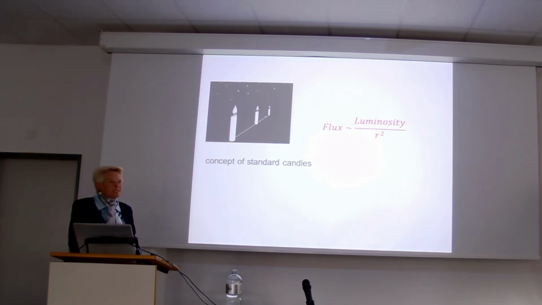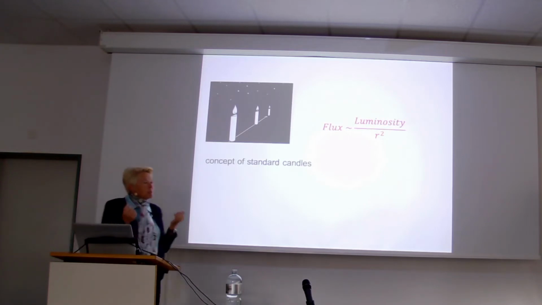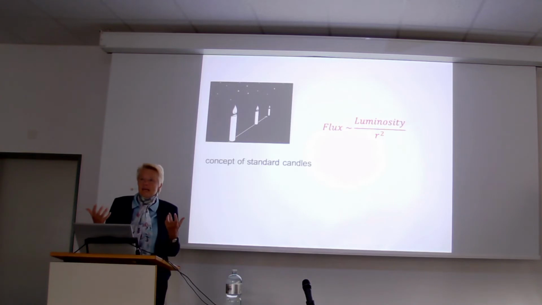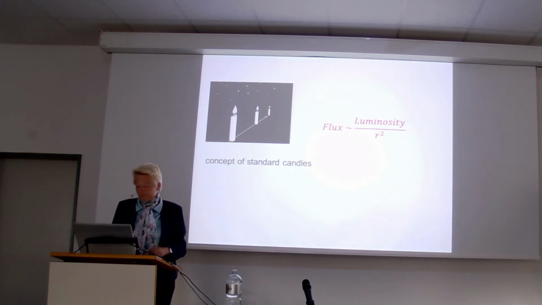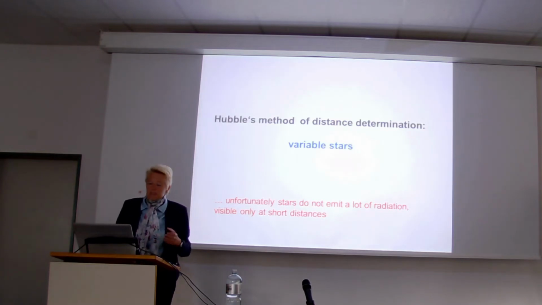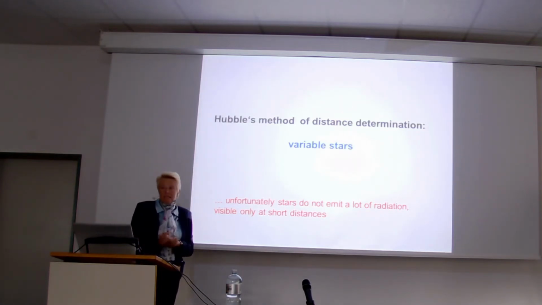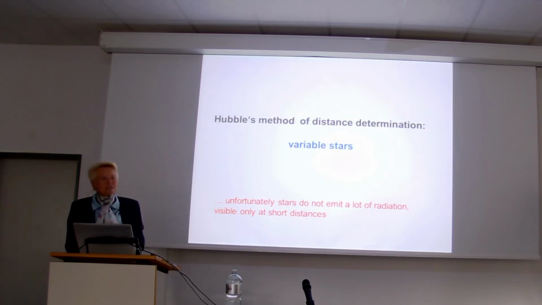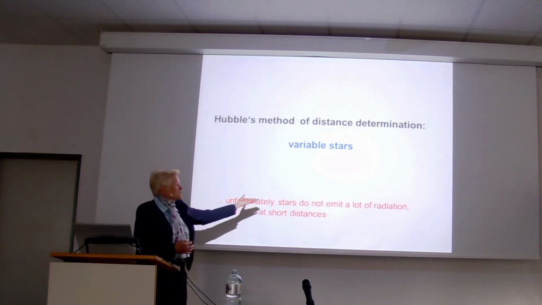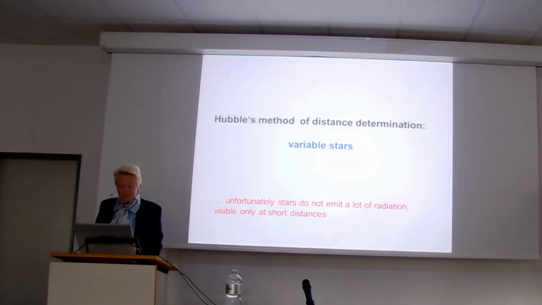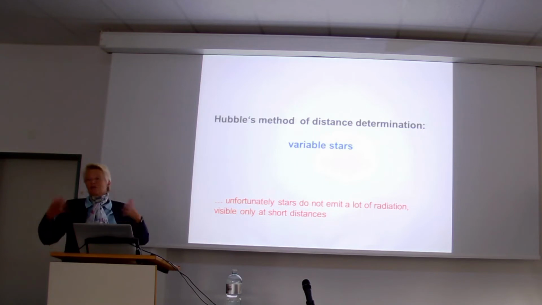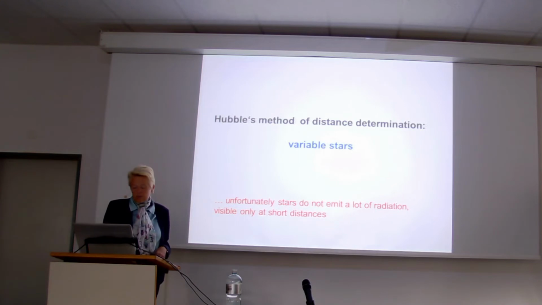So we need objects that emit light in such a way that we know that they always emit the same amount of light, and then we know how far away they are. Okay, what objects are we using? Hubble used variable stars. This is very clever because for a certain type of stars, we know exactly how much light they are emitting. Unfortunately, stars do not emit a lot of radiation, so we can see only nearby stars, and we can't go to the large distances that we want.